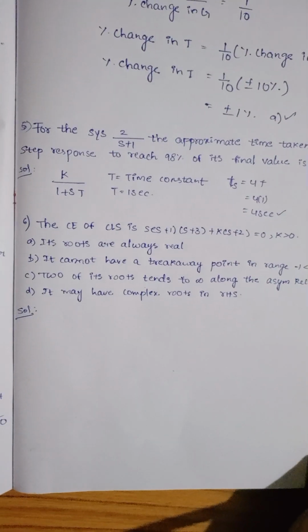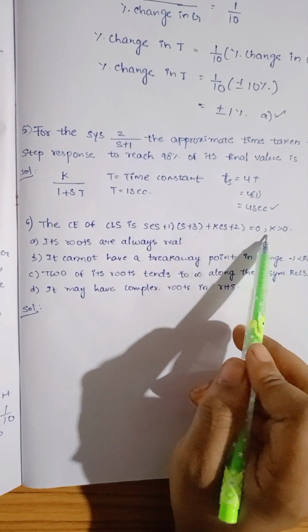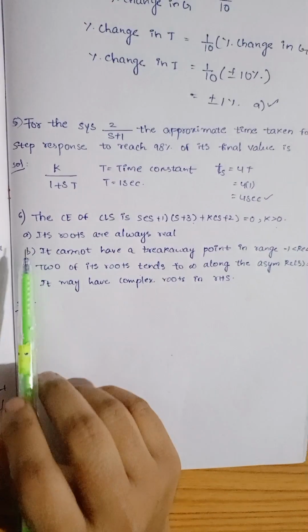The characteristic equation of the closed loop system is s(s+1)(s+3) + k(s+2) = 0. For k greater than 0, which of the following statements are true?